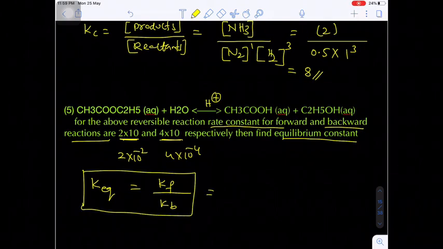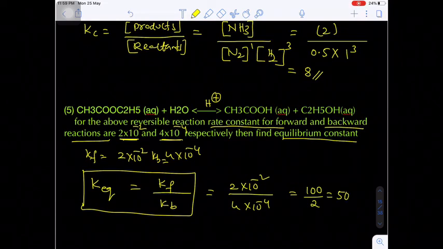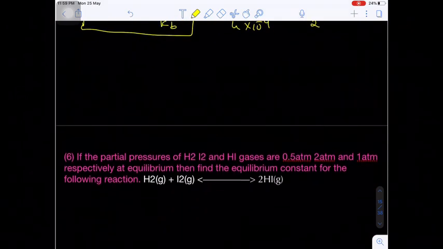Yes or no? What is the forward reaction rate constant here? Kf. Here actual this is minus 2, here minus 4. This will be the Kb. Okay. So 2 into 10 raised to minus 2 whole divided by 4 into 10 raised to minus 4. So this will be 100 by 2. That will be 50. Equilibrium constant is 50.